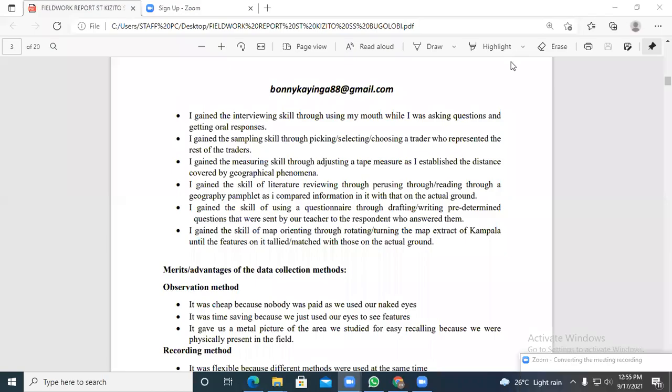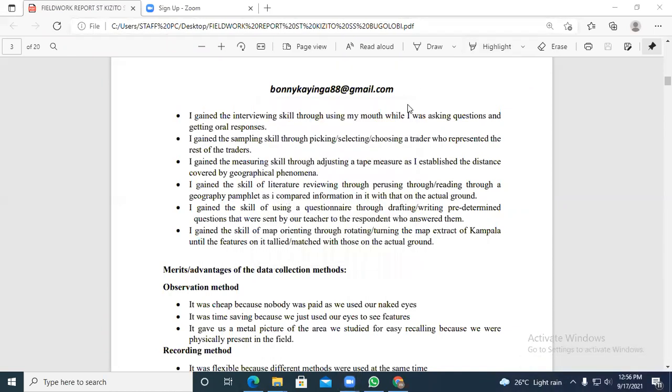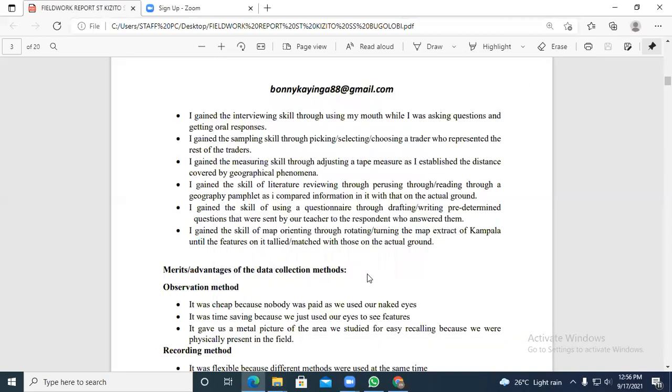I gained the skill of using a questionnaire, or administering a questionnaire, through drafting predetermined questions that were sent to the respondent, and we received the feedback or responses. I gained the skill of map orienting through rotating or turning a base map of Kampala, where features on the map tallied with that of what? With that of the ground. So that is what we can call skills gained.